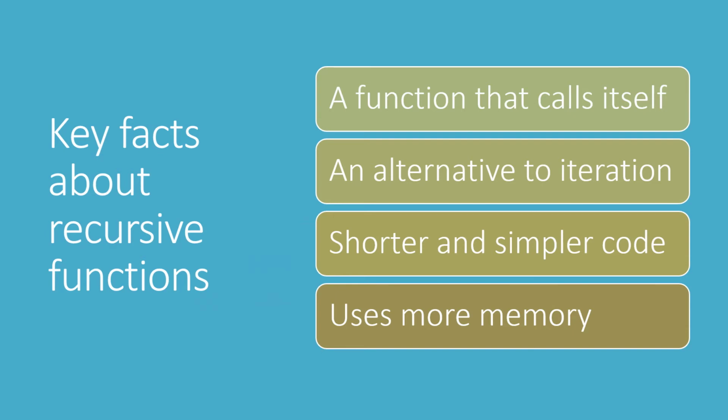So the key facts to remember about recursive functions. A recursive function calls itself. That means the name of the function is inside the function. We use recursion as an alternative to iteration. Why do we use it? In general, it makes slightly shorter and simpler code. Some problems are solved much more simply using recursion, but the disadvantage is that it uses more memory.